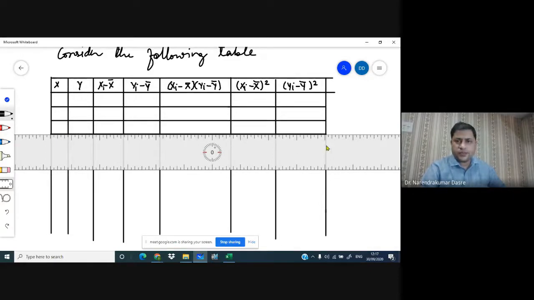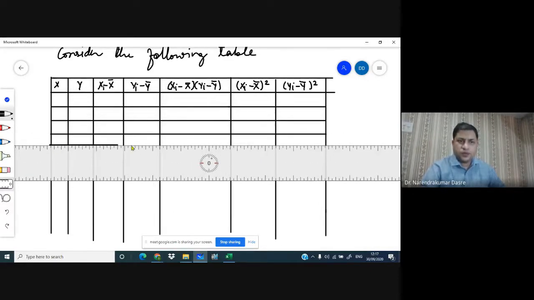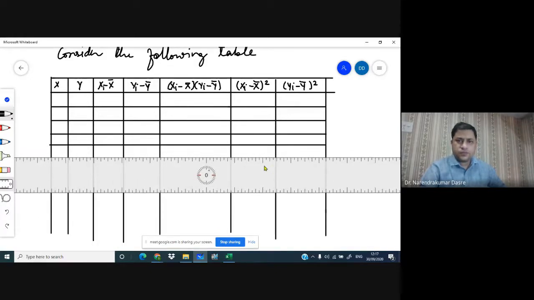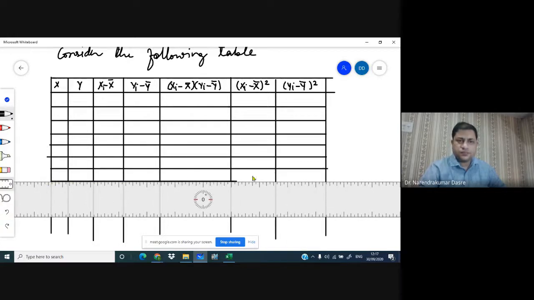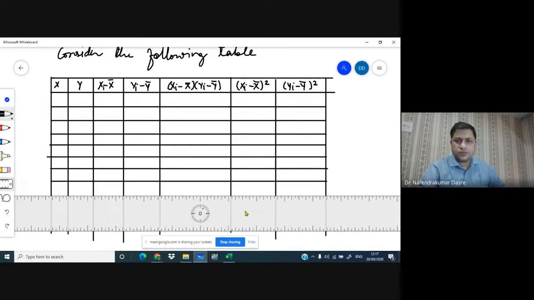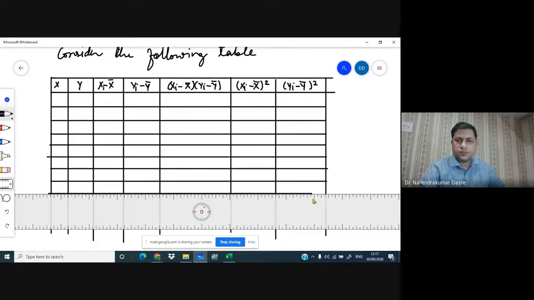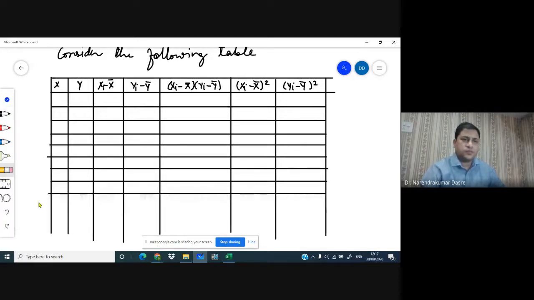Please make this table. Your table should be very proper so that you will not miss any entry or any calculations. So we are given the number of entries to be 7.